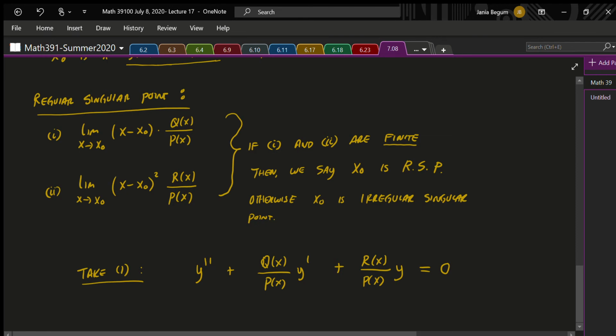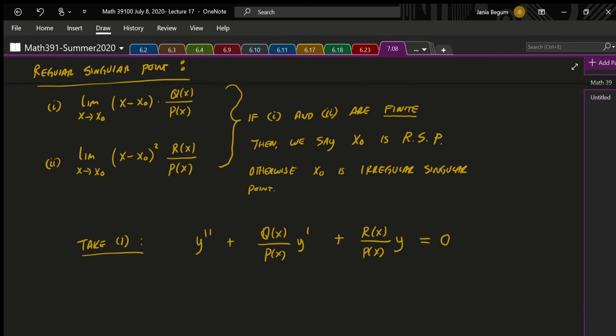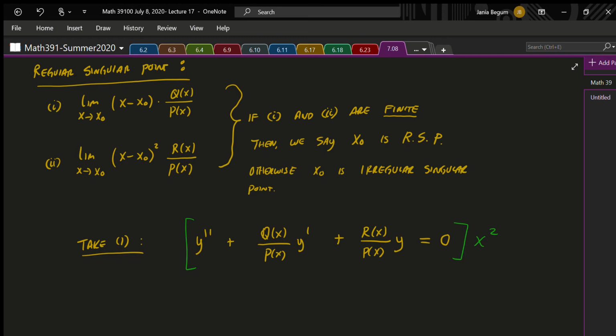Now what do you want to do? You want to make this like an Euler equation, right? Where you have an x squared term with the second derivative, an x term with the first derivative, and then the constant term. So what are we going to do? We take this and we multiply by x squared. So then what happens? We get the following.